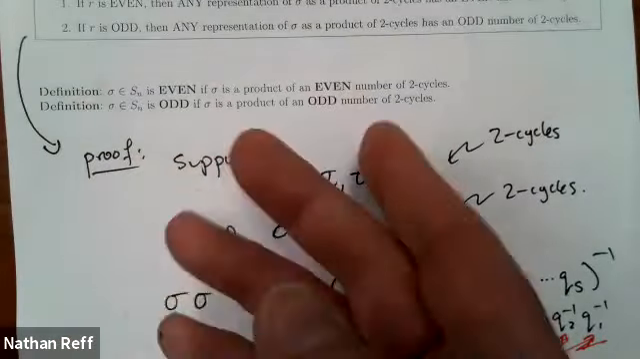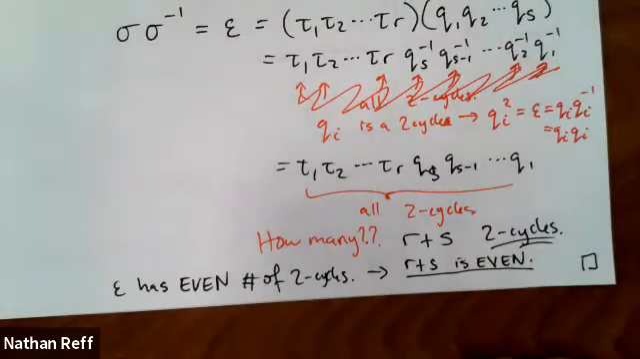Because of that, I can actually say an element is even or it's odd based on the number of two cycle decompositions. So we'll pick up from here and we'll explore that a little bit.